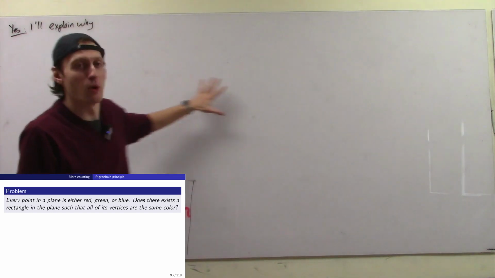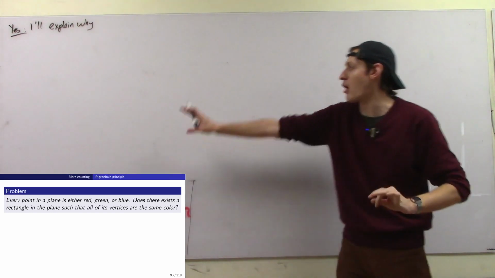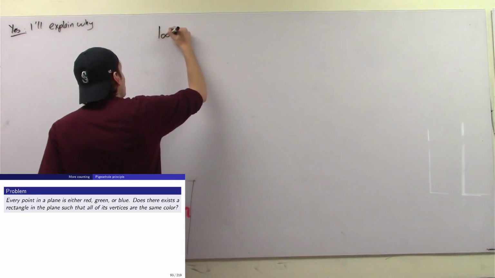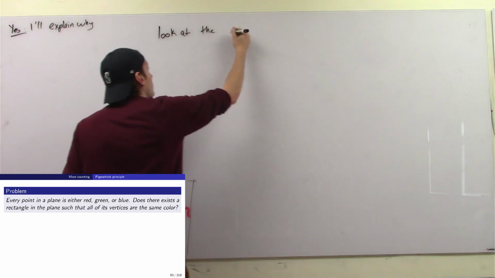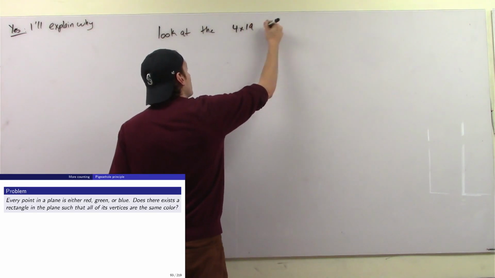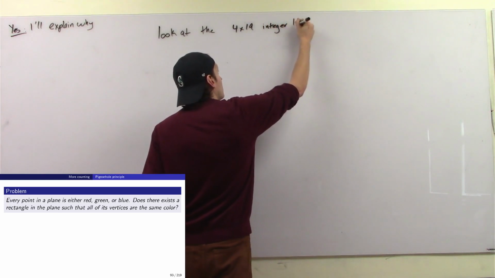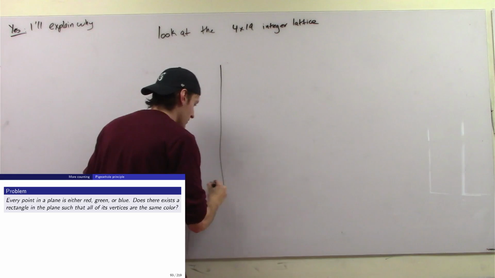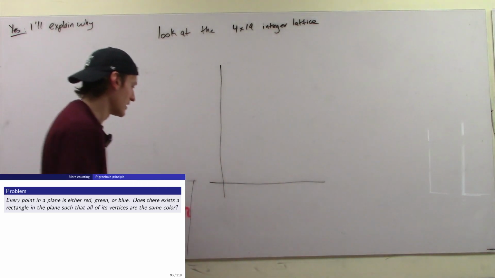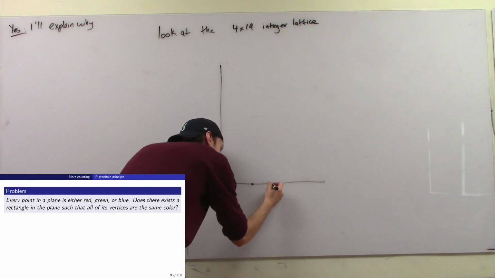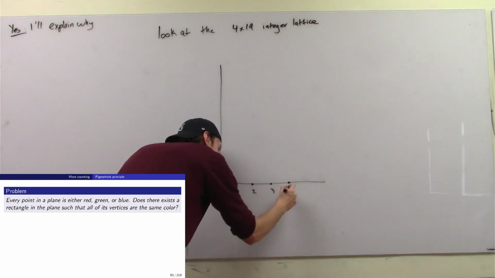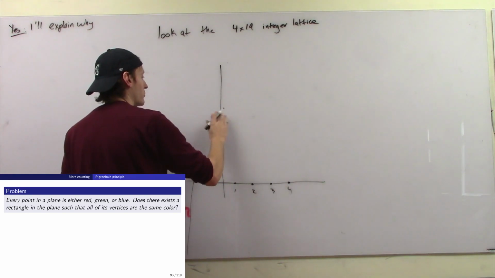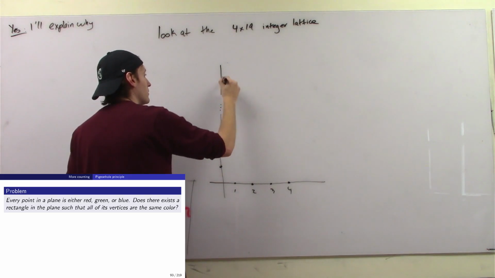Okay. So suppose the board right here is my plane. This is the two-dimensional plane, and think about all the points in here being colored red, green, or blue. I'm just going to look at the 4 by 19 integer lattice given by points that look like this. So this is my plane, these are my coordinates, and here I have the points 1, 2, 3, and 4. 1, 2, 3, 4. And then I have 1, 2, 3, and then I'll do a dot, dot, dot to be suggestive. 18 and 19.